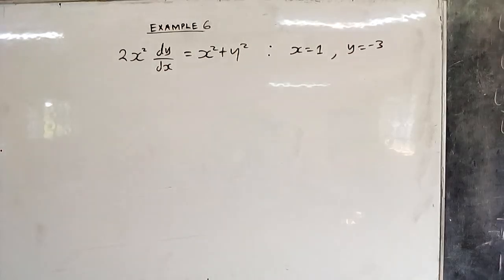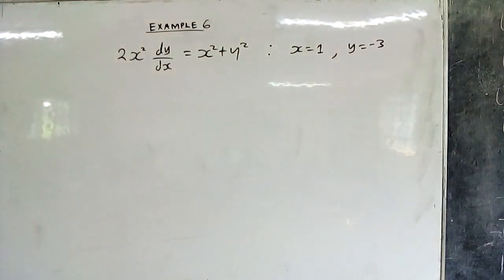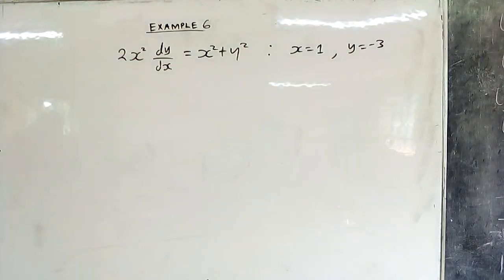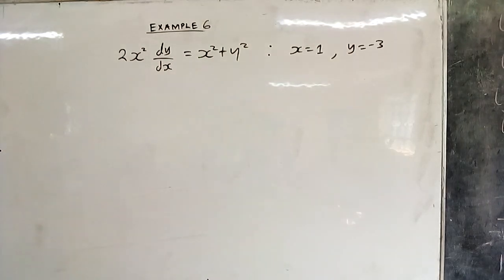Example number 6 on first order ordinary differential equations. Solve the differential equation 2x squared dy over dx is equal to x squared plus y squared, given that when x is equal to 1, y is equal to negative 3. Now, this is a first order ODE.